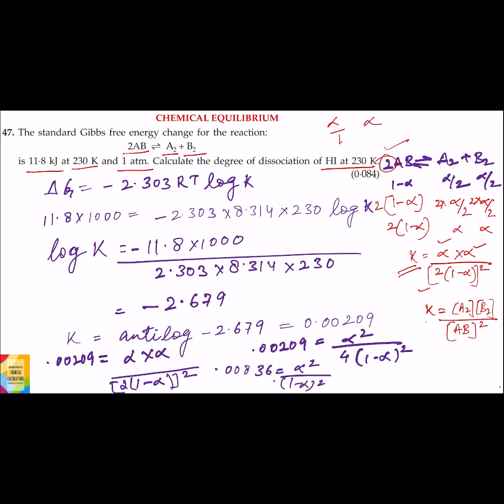Now value of delta G is given and delta G is equal to minus 2.303 RT log K. Delta G is given in kilojoules, so converting it into joules, multiply it by 1000. So 11.8 into 1000 is equal to minus 2.303 multiplied by value of R. Value of R is 8.314. Temperature is 230 Kelvin into log K. From this solving for log K, the value of log K is minus 2.679.